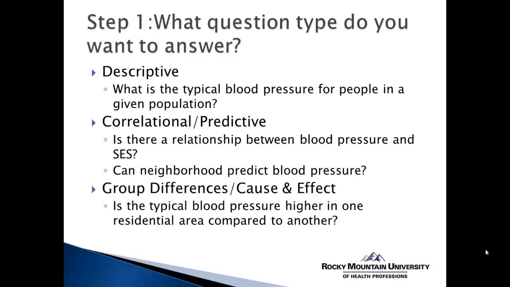And then the third and most complex question type we have is the cause and effect, or the group differences question, in which we're trying to compare groups to one another to see if there are statistically significant differences between them on one or more outcomes. An example of this might be, is the typical blood pressure higher in one residential area compared to the other? Do males have a greater incidence of depression versus females? In this case we're doing that group comparison.